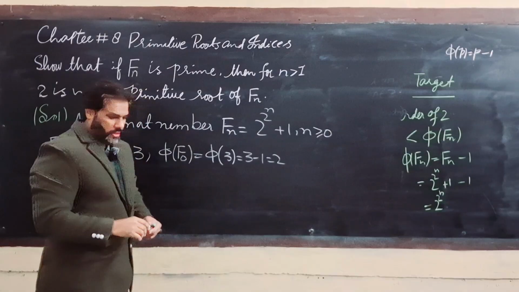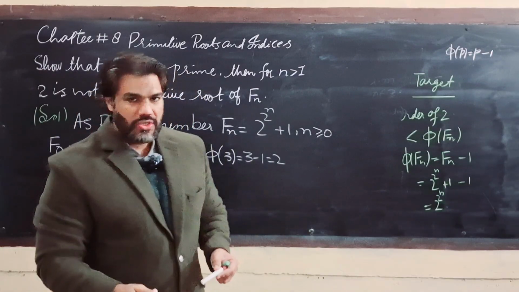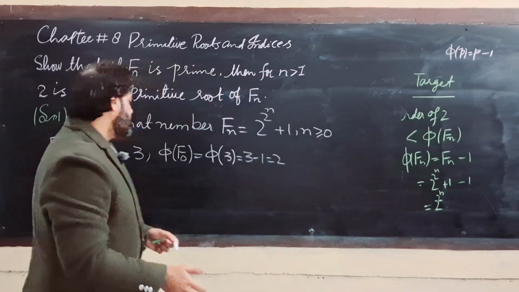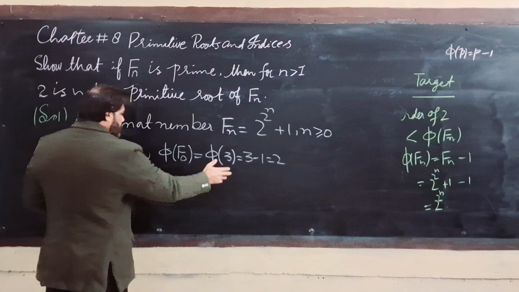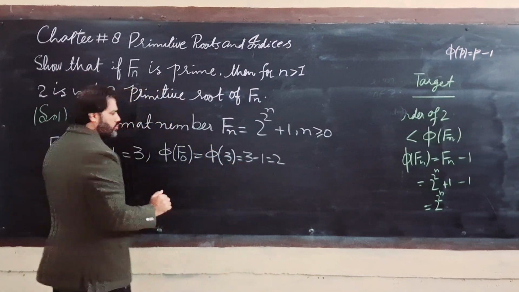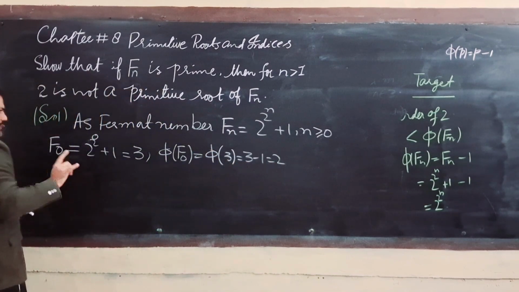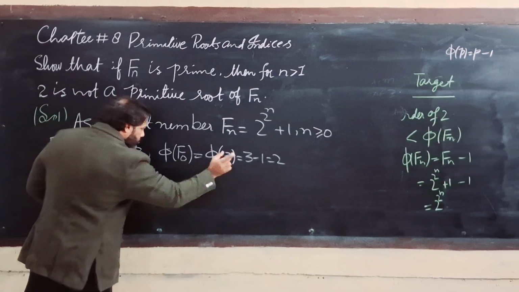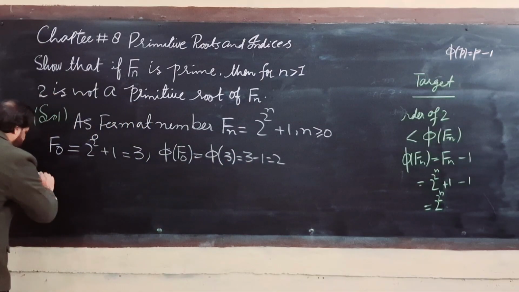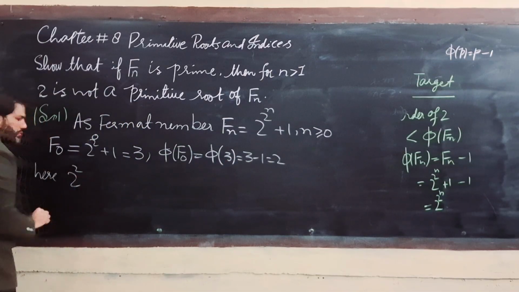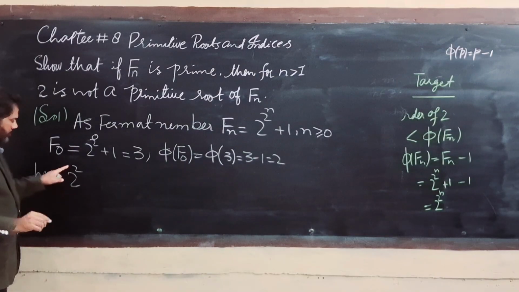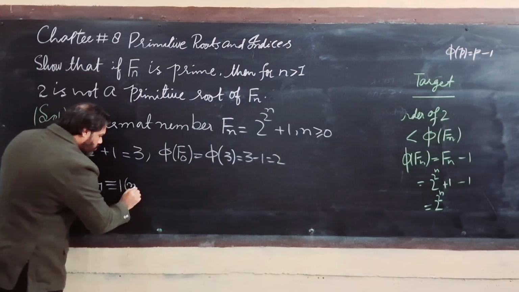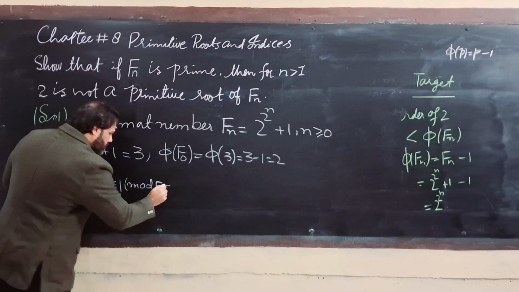Actually, the phi function gives the number of positive integers that are relatively prime to n. So it means there are two numbers which are relatively prime to 3. Now if 2 is a primitive root of 3, then its order should be equal to phi of F0, that is, it should be equal to 2. So here 2 raised to power 2 is equal to 4. Is 4 congruent to 1 modulo F0, meaning 3?